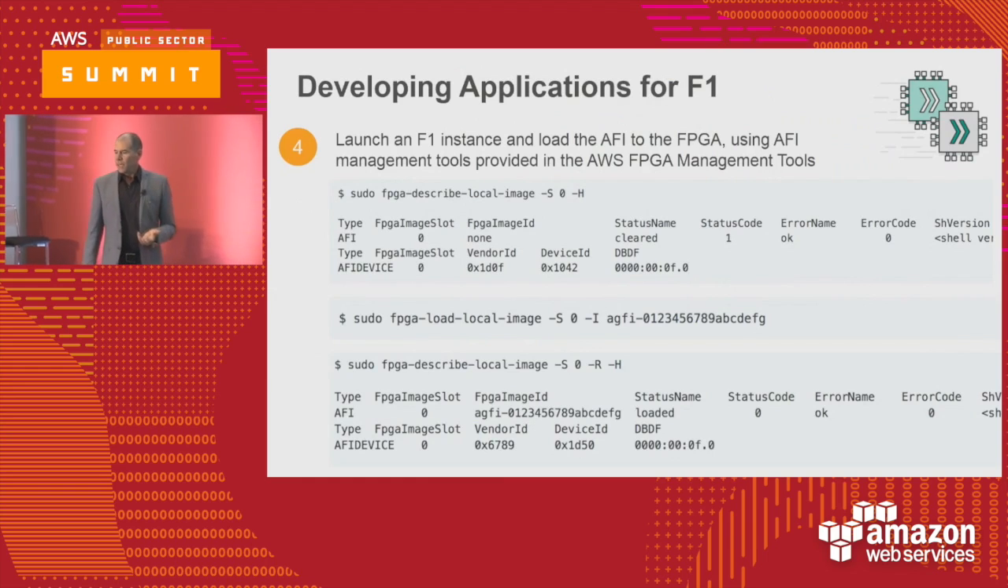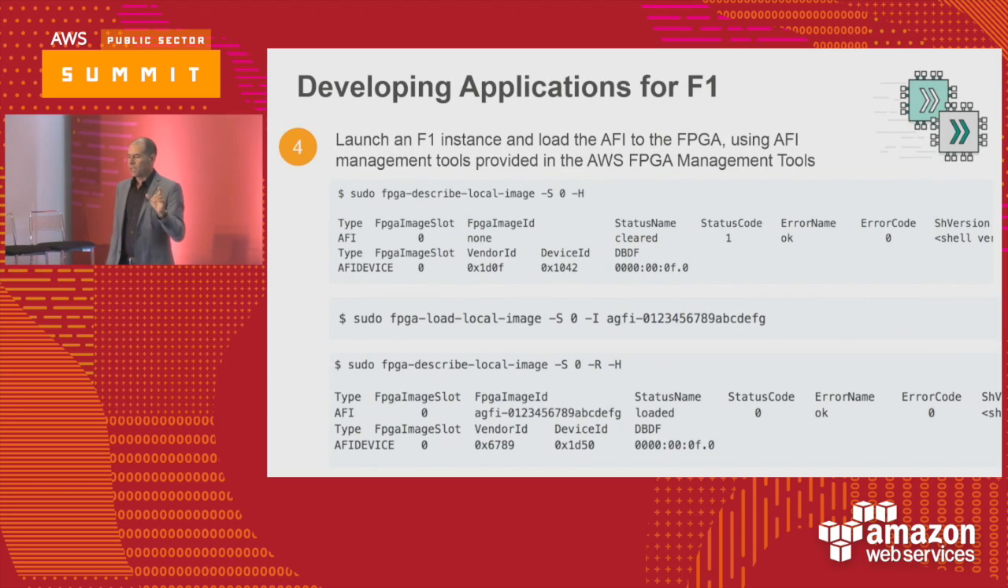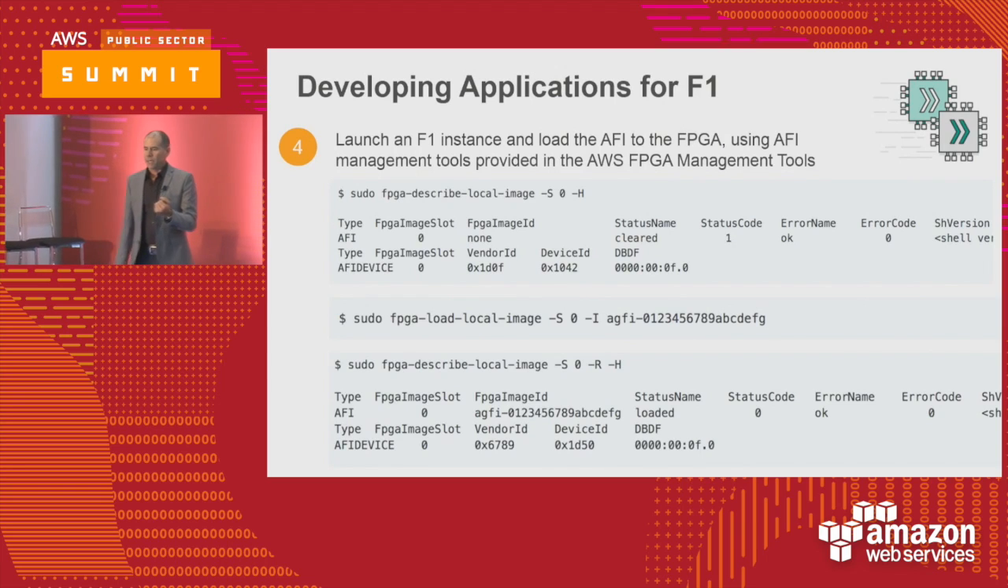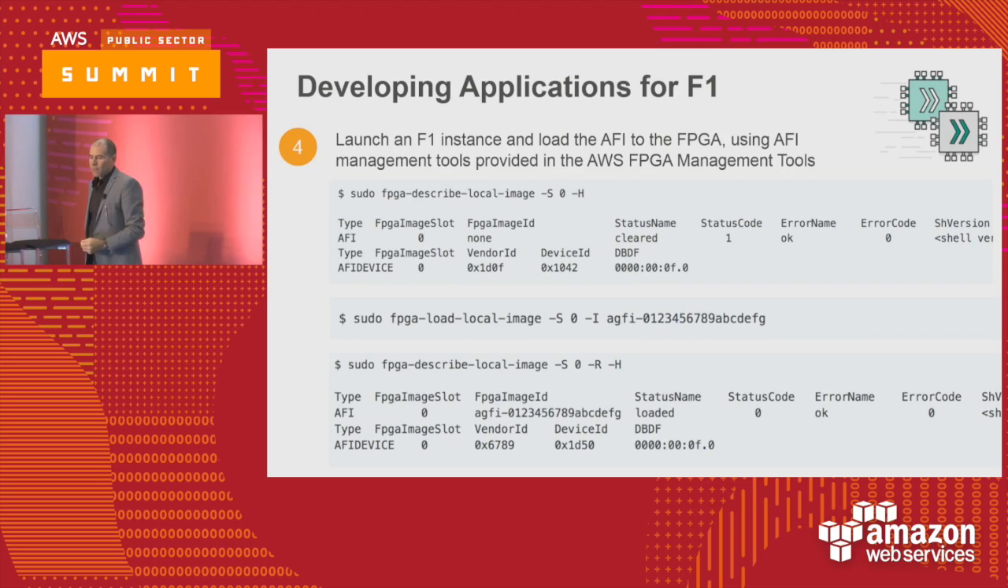When you're ready to download that AFI, here's an example of the command lines. There's two or three of them shown here. The first of these, FPGA describe local image, is basically saying what's in that FPGA at the moment. It's returning back that there's nothing loaded currently, so under FPGA image ID, nothing is loaded, it's empty.